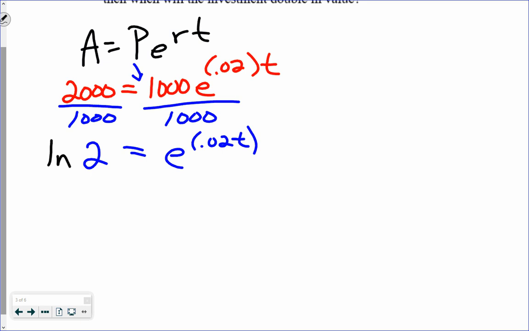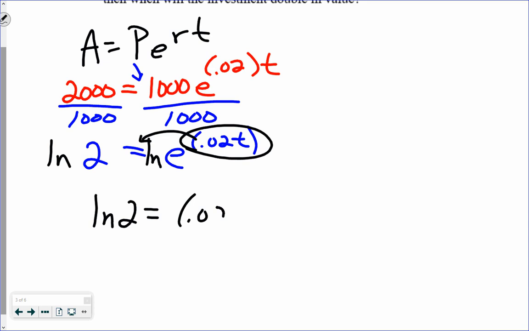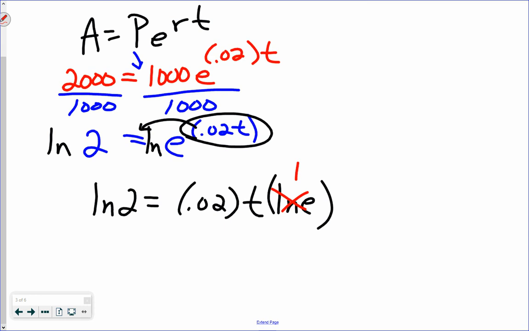Okay, so natural log of this side, natural log of that side. The reason is this can be brought out front. So it's the natural log of 2 equals 0.02 t times the natural log of e. On the last problem, we didn't really deal with natural log of e very much. That's because the natural log of e is 1. It's log base e of e. It's 1. And I think some of you are actually past me on this problem. So I better catch up.